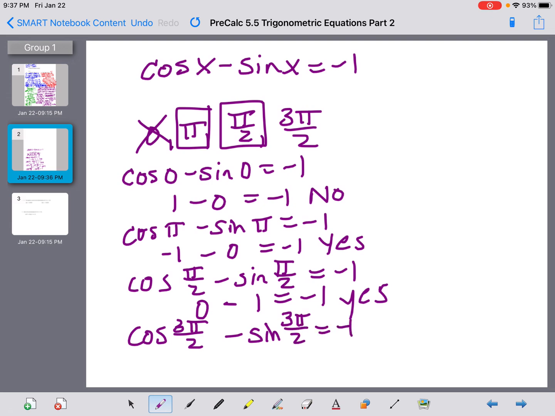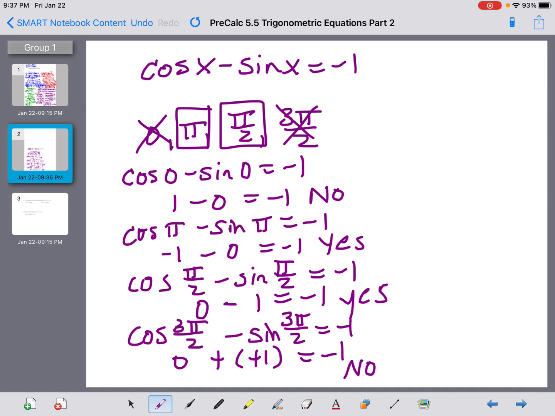All right. Cosine of 3 pi over 2 is 0. Sine of 3 pi over 2 is -1. 0 minus -1, does it equal -1? No. So that one doesn't work. So of my answers, only pi and pi over 2 work.